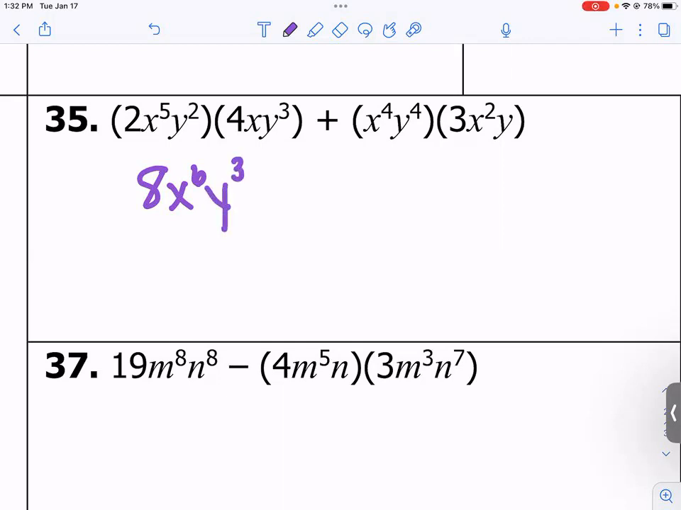Good. Plus, oh, you are paying attention. Amazing. Thank you. All right. Over here, we multiply 1 and 3. X to the 4th times x squared, y to the 4th times y to the 1st.